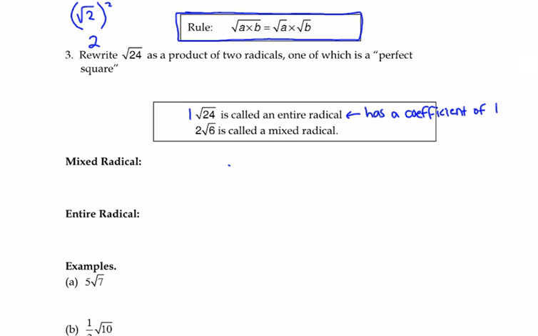So really, do we have to write 1 times root 24? No. 2 root 6 is called a mixed radical. Why is it called a mixed radical? It has a coefficient other than 1. Okay? So do you see the difference between a mixed and an entire radical? Now, which one do you think is most simplified? The root 24 or 2 root 6?